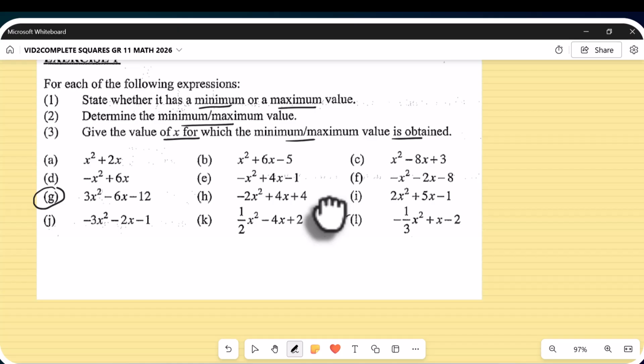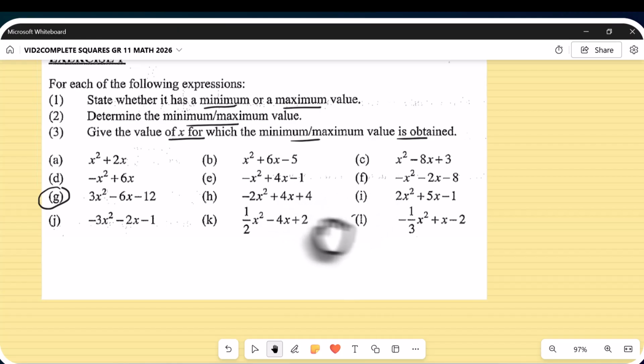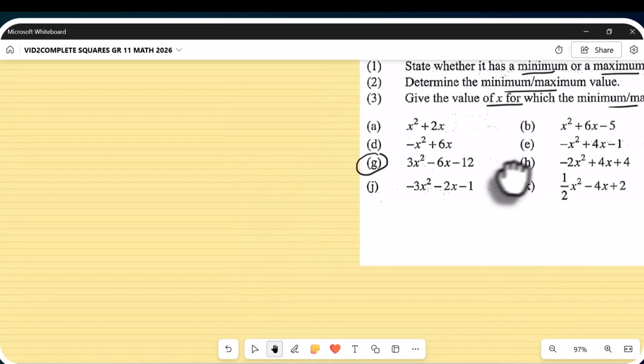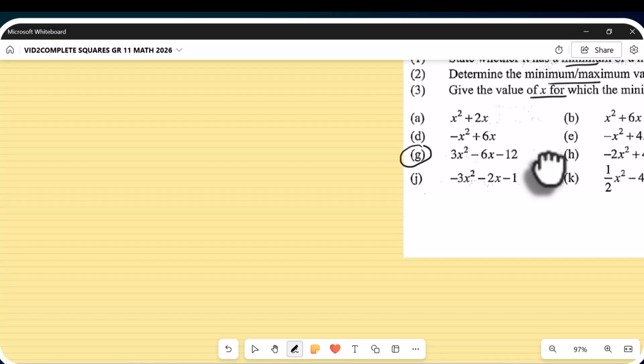It says 3x squared, 6x, and 12. Okay, so we have 3x squared minus 6x minus 12. Now if you check what we have here, because the 3 is positive, this means we have a minimum value. Minimum value because our a is positive, okay? So we're going to have a minimum value.